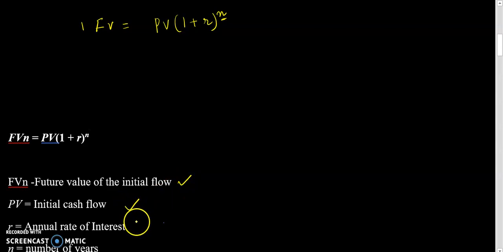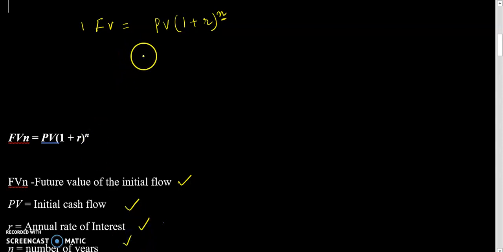And we also have a formula to calculate future value. So future value is calculated as: future value equals present value, which is the initial cash flow, times (1 plus r) to the power n. FV is the future value of the initial cash flow, PV is the initial cash flow, r is the annual rate of interest, and n is the number of years.